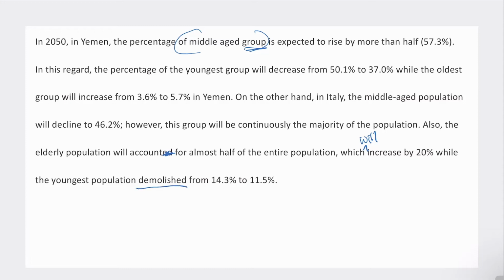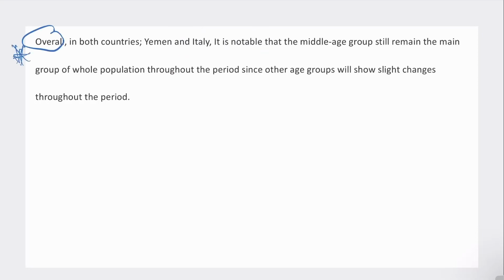demolished. Demolished is too strong. It's only a 3% drop to say demolished. Demolished is like totally destroyed. It's much too strong. So I would change that to slightly decreased or fell slightly. And we've got overall in both countries, Yemen and Italy, it is notable that I don't think this is the correct use of this piece of punctuation. It's notable that the middle-aged group still remain the main group of the whole population throughout the period, since other age groups will show slight changes throughout the period. We've repeated throughout the period twice, which is not a good thing to do.